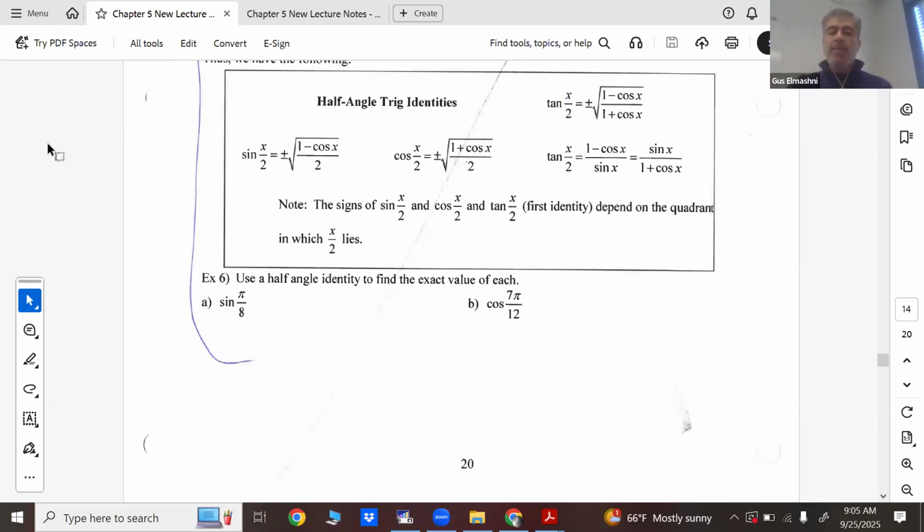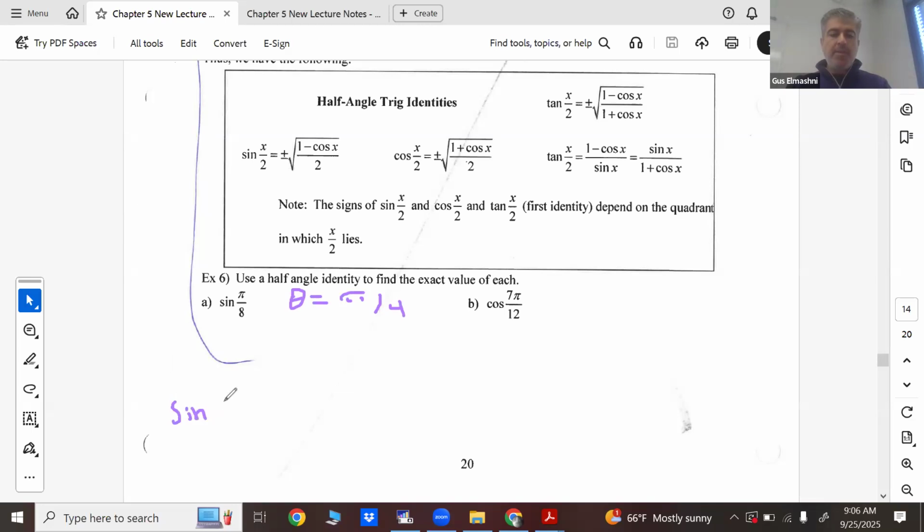The problem here is if you're asked to find the exact value, like pi over 12, I knew to do 4 pi over 12 minus 3 pi over 12, right? And 4 pi over 12 is pi over 3, 3 pi over 12 is pi over 4. Pi over 8, I can't really subtract or add angles to get pi over 8. But what I could do is think of theta as pi over 4, because what's half of pi over 4? Pi over 8.